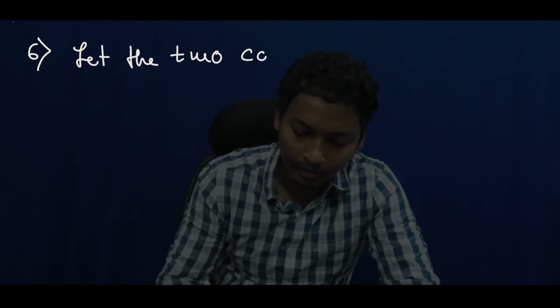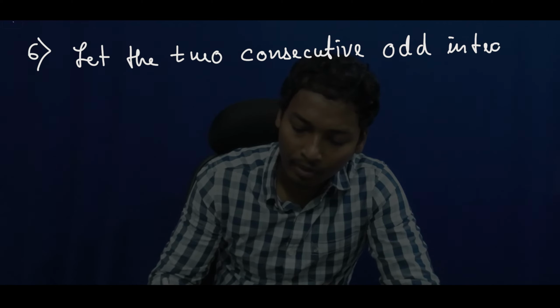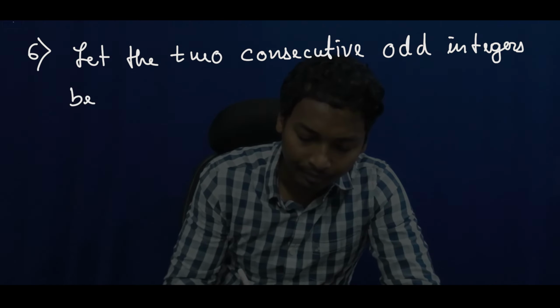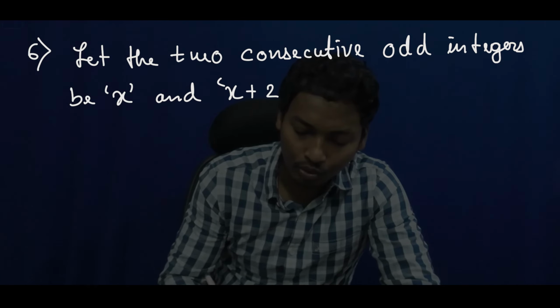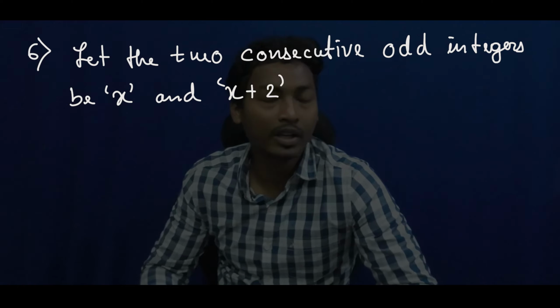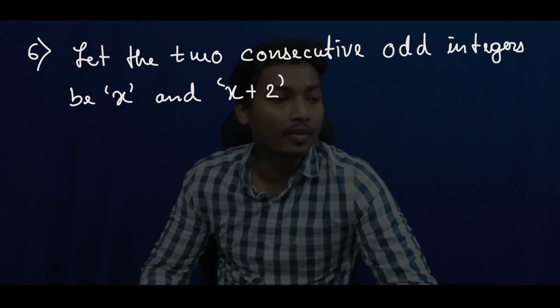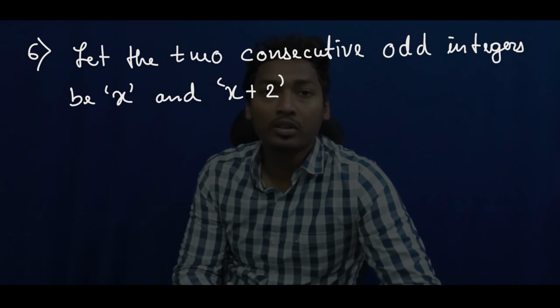Let the two consecutive odd integers be x and x plus 2. So here they said only 2, so we're going to take only two consecutive odd integers, and let's express the equation according to the question.